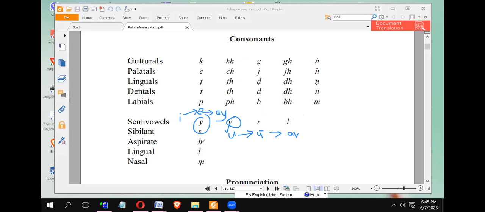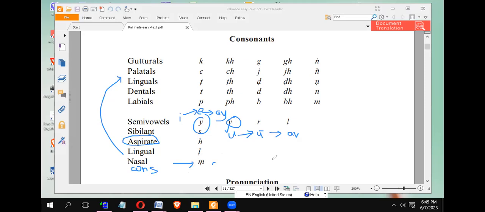Then you go S, H, we call it special sound. Aspirate is one of the English words. Lingua, so this lingua and this lingua are the same. Lingua means that your tongue curls out: ta, tha, da, dha, na, your tongue curls out. And nasal sound. So this group is called a consonant. Sometimes I use the word M dot, but the name is nasal consonant. That's the English name.